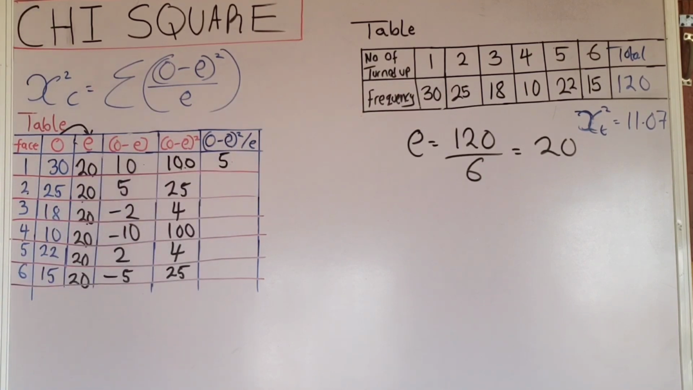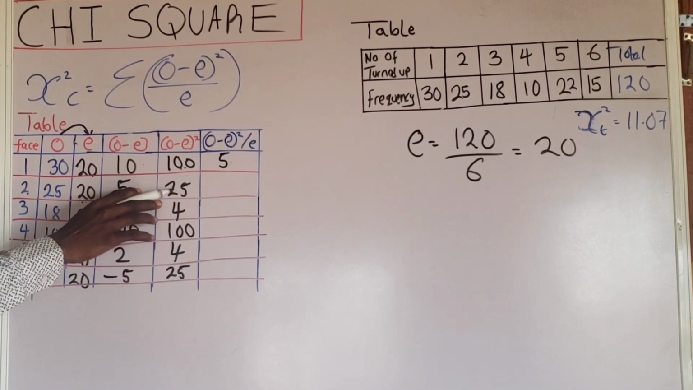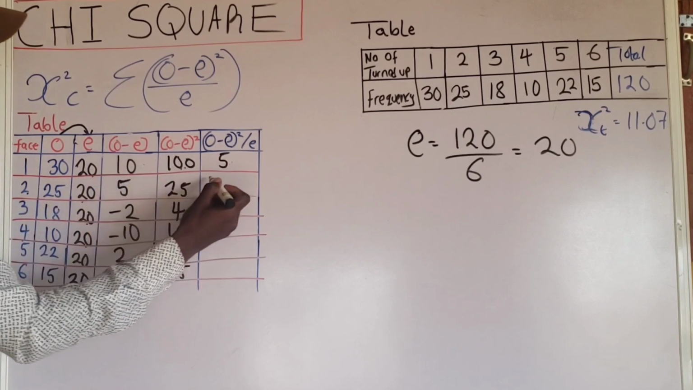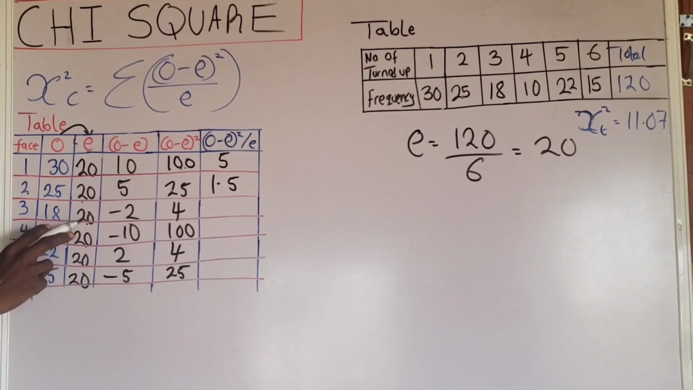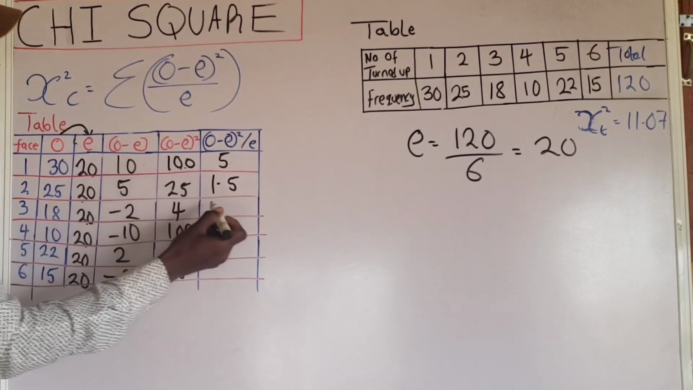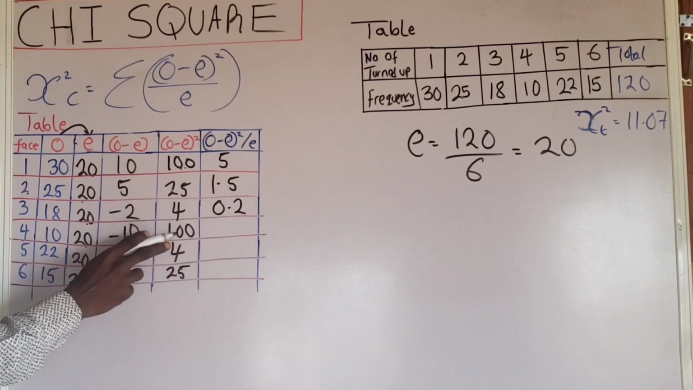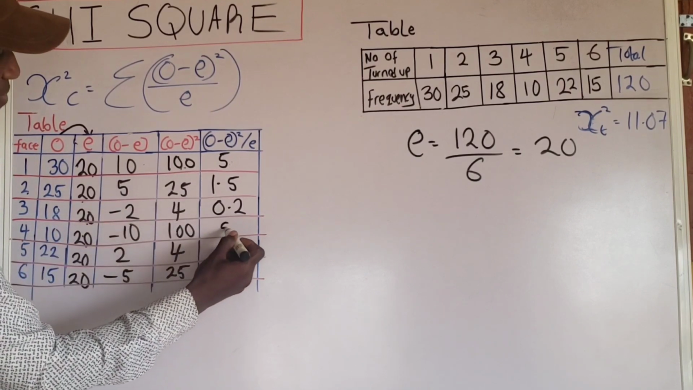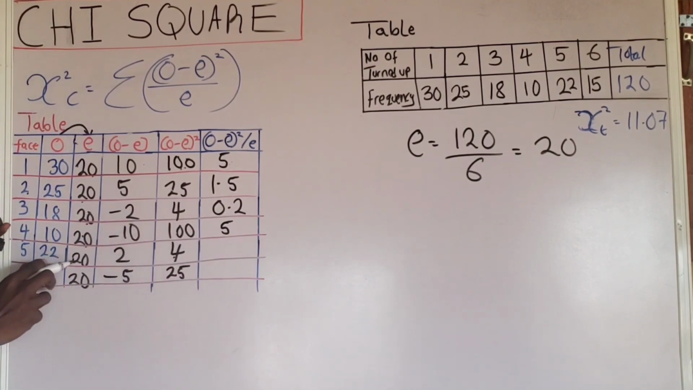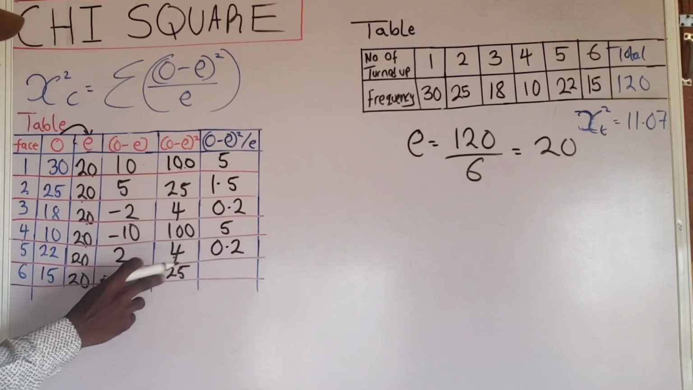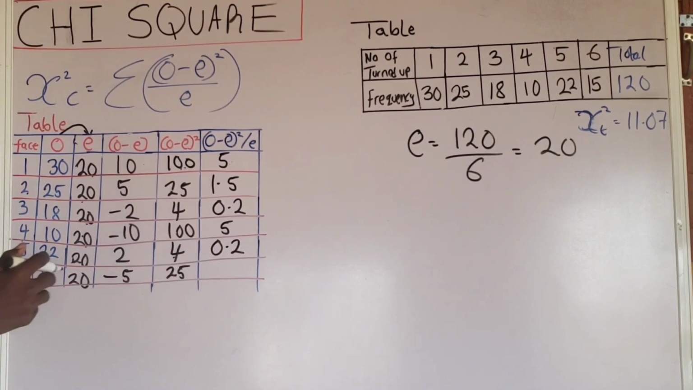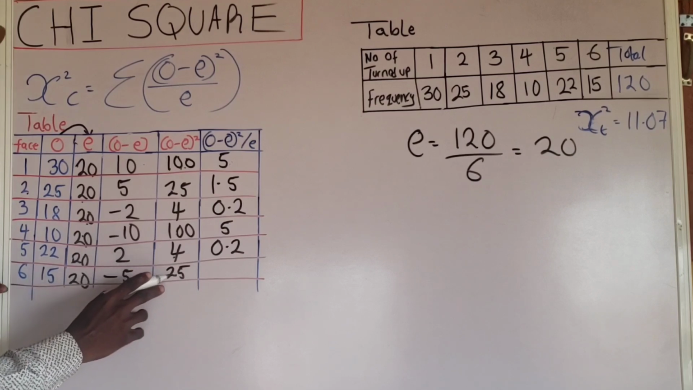Are you paying attention? Now that will be 25 divided by 20. 25 divided by 20 is 1.25. 4 divided by 20, that will be 0.2. Now 100 divided by 20, that is 5. 4 divided by 20, that is 0.2. 25 divided by 20, that is 1.25. I just hope maybe there is no mistake here.